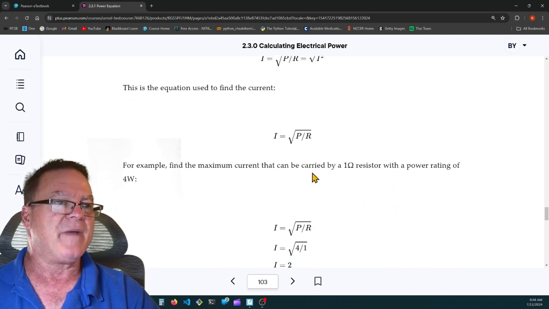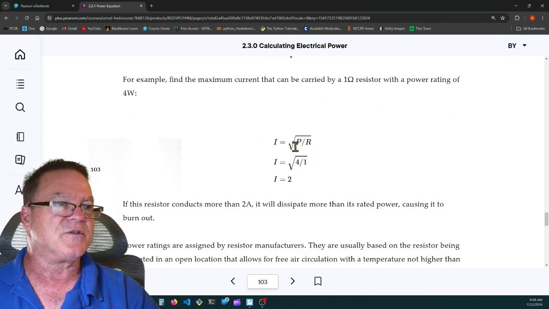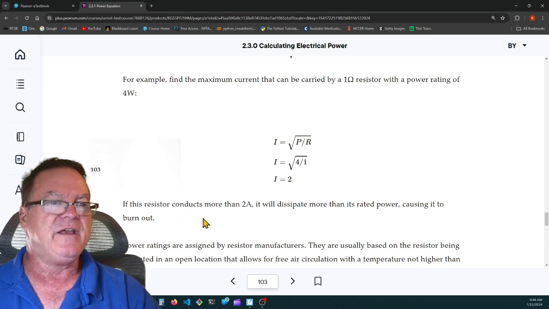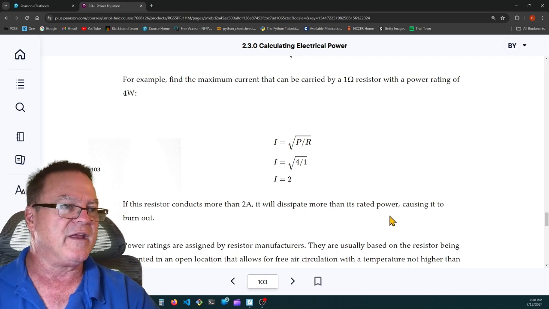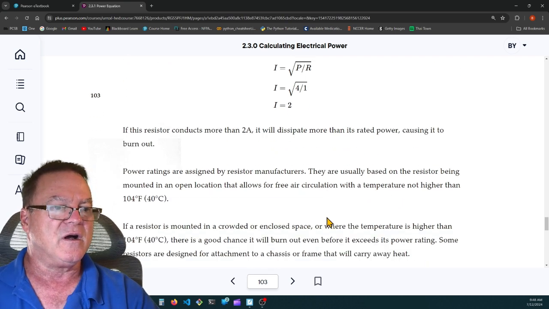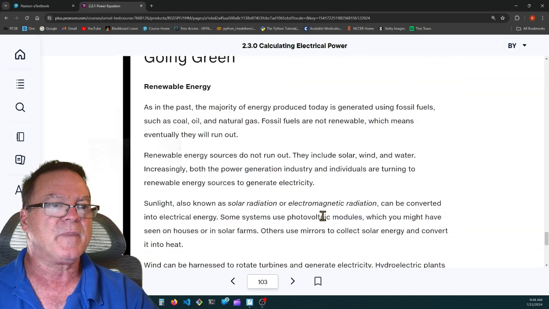For example, let's find the maximum current that can be carried by a 1 ohm resistor with a power rating of 4 watts. So the square root of 4 divided by 1 equals the square root of 4, so it could take 2 amps. That's the maximum amount of current. I equals the square root of P divided by R. If this resistor conducts more than 2 amps, it will dissipate more than its rated power, causing it to burn out.